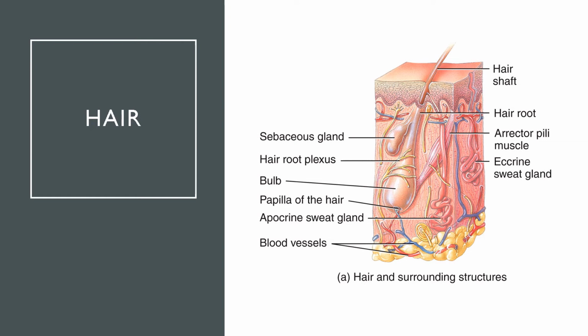Now the base of each hair follicle and its surrounding dermal root sheath is an onion-shaped structure called the bulb. This structure houses the papilla of the hair, which contains areolar connective tissue and many blood vessels that nourish the growing hair follicle. So that's all found within the bulb. You can see the blood vessels coming into the bulb here, as well as the papilla of the hair. So it all works to nourish that growing hair follicle.